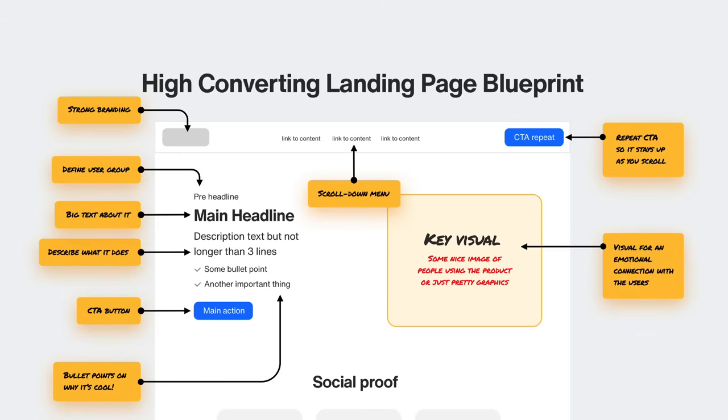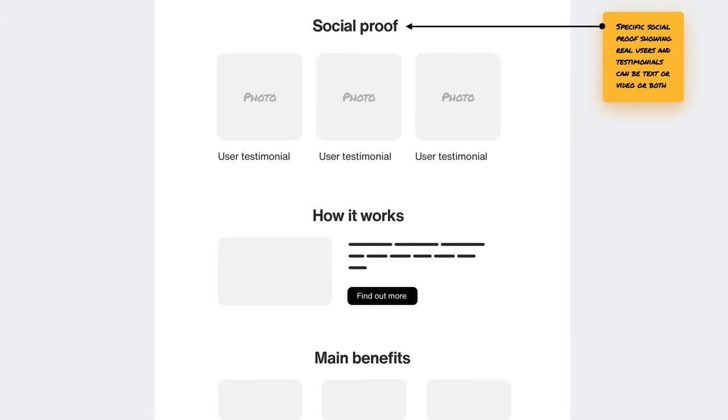And last but not least, the key visual, which is the visual used for emotional connection with the users, but generally what they write about it is some nice image of people using their product or just some pretty graphics. It never says how it should be connected to the text on the left and why. Then, practically always, we have some social proof, which basically means user testimonials. And it is an important part of a website, but should it really be here?